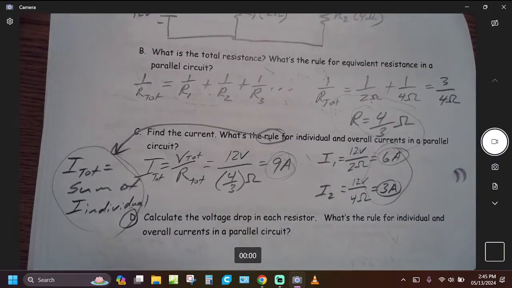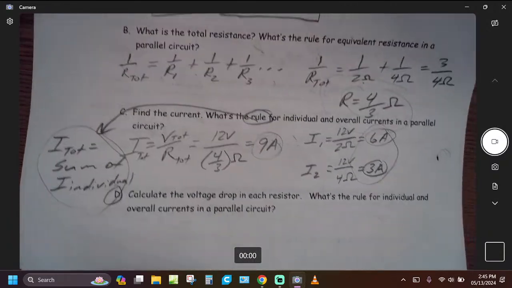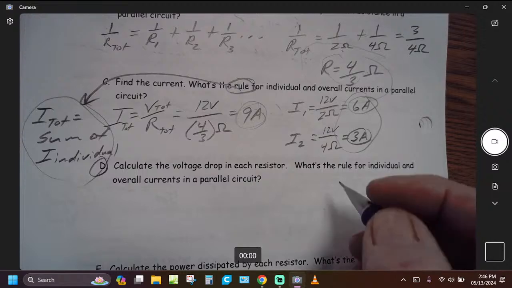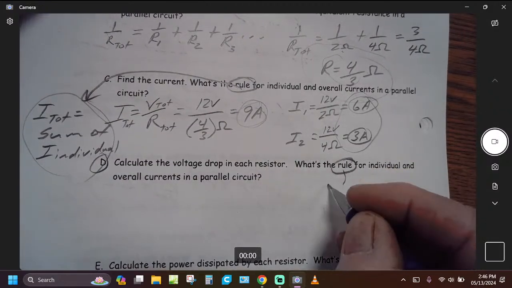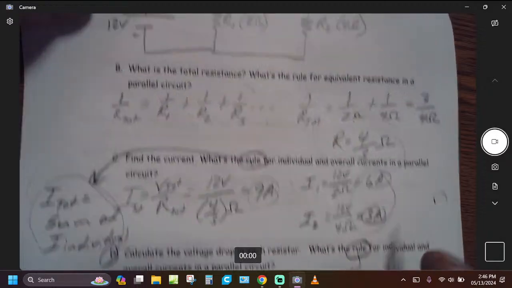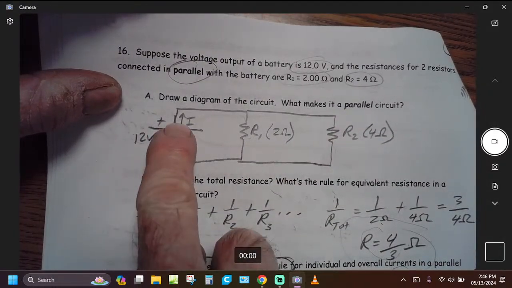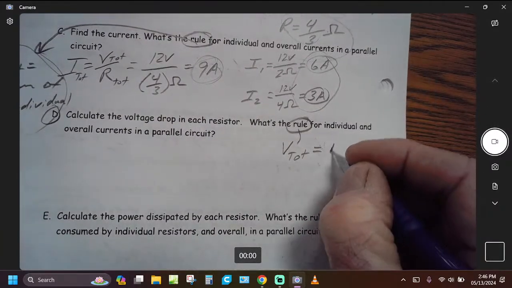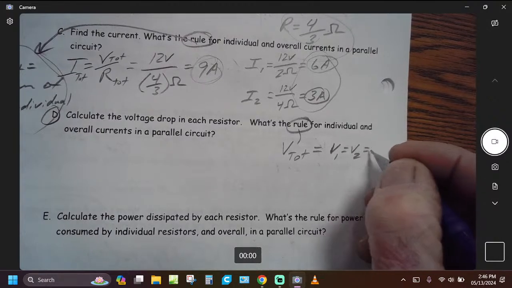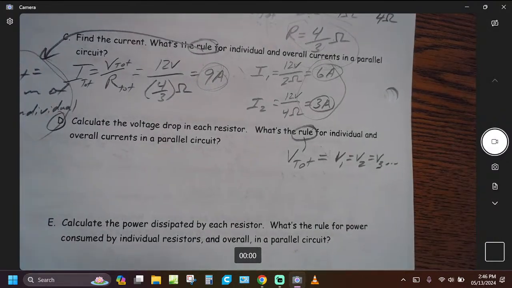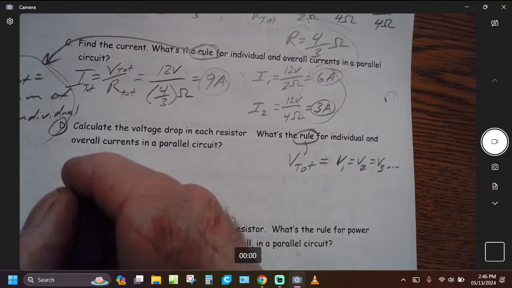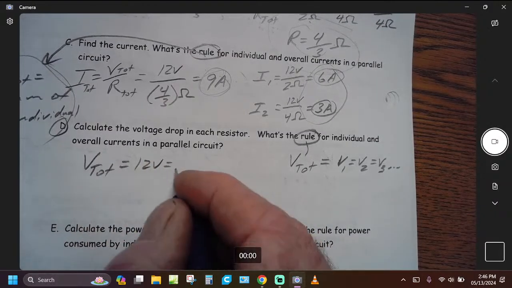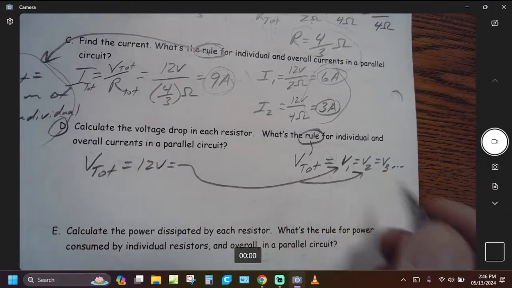All these rules are going to help you later on, and you'll internalize them. Voltage drop in each resistor, I've already given you the rule. The rule is V total for a parallel circuit is the same as each of the voltage drops. V total equals V1 equals V2 equals V3, and on and on. So in this particular case, V total equals 12 volts, and that equals all these other ones, V1 and V2.